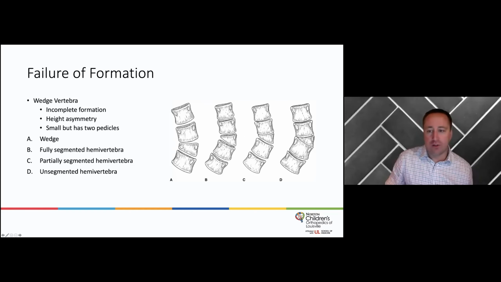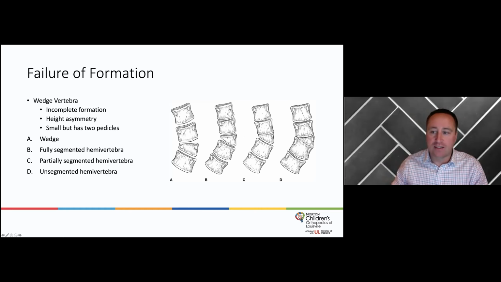Then you can have what's called a hemivertebra. In a hemivertebra, you're only going to have one pedicle. This is a fully segmented hemivertebra. This is where we talked about earlier, a normal disc space above and below this vertebral body, this hemivertebra. That actually has a lot of growth potential because anywhere you have a disc space, you're going to have growth. And when I talked about the superior and inferior end plates, those are the top and bottom of this vertebral body. That's where all the growth is.